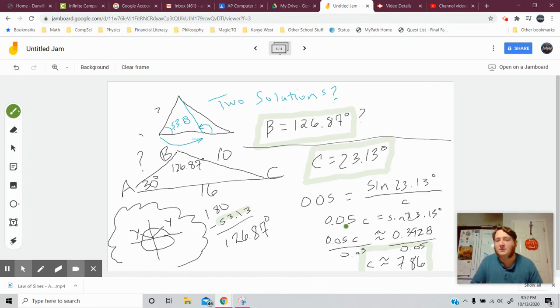I hope this helps some. This is probably one of the trickier things you'll see in this class. It's definitely one of the trickier things with the trigonometry.